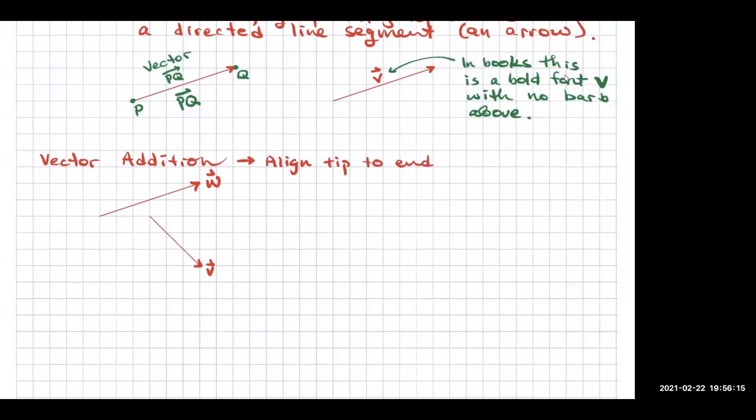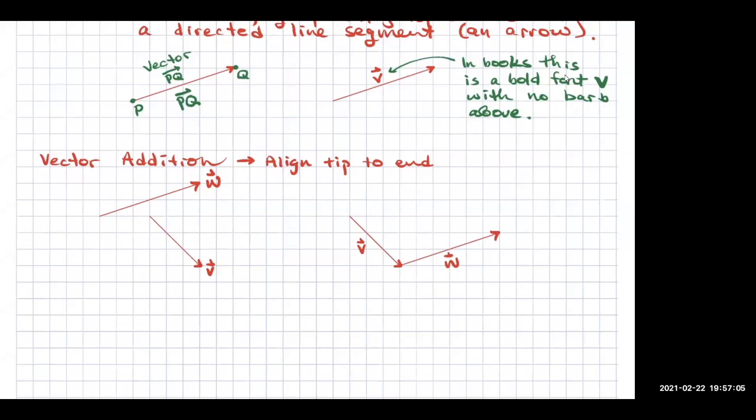Okay, so does that make sense? What's the tip? The tip and the end both sound like the same thing. I'm just gonna let it go. So I'll do V plus W here. So that's V. Then I'm gonna copy W over. And I have to align the tip of V with the end of W, like that.